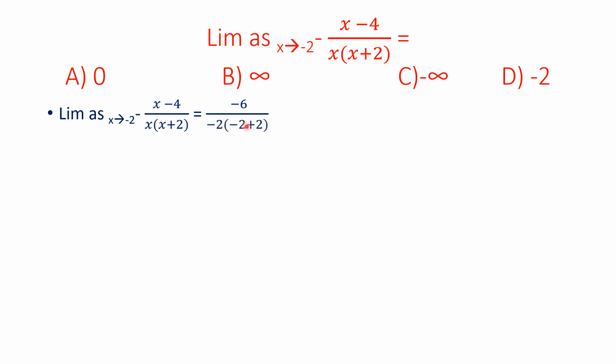negative 2 plus 2. But then we can see that negative 2 plus 2 will give us an extremely small value, and that value will be almost 0. So when we multiply it by negative 2, it's not going to make any difference. It will also keep us with 0 in the denominator. So negative 6 divided by 0 is going to get negative infinity.